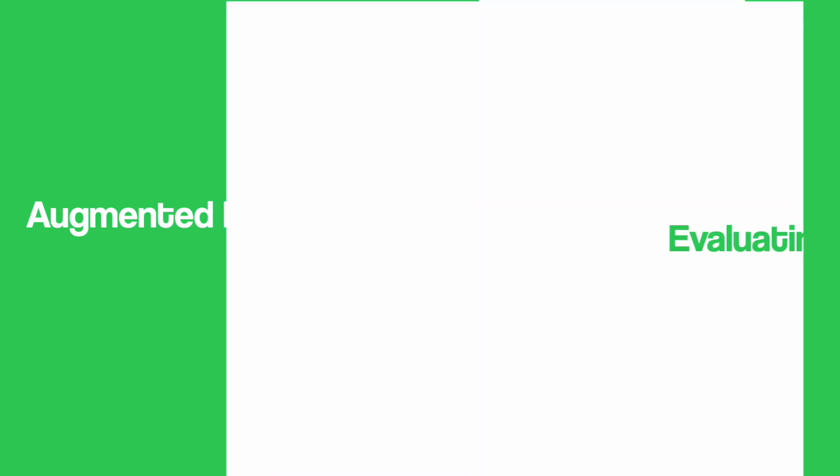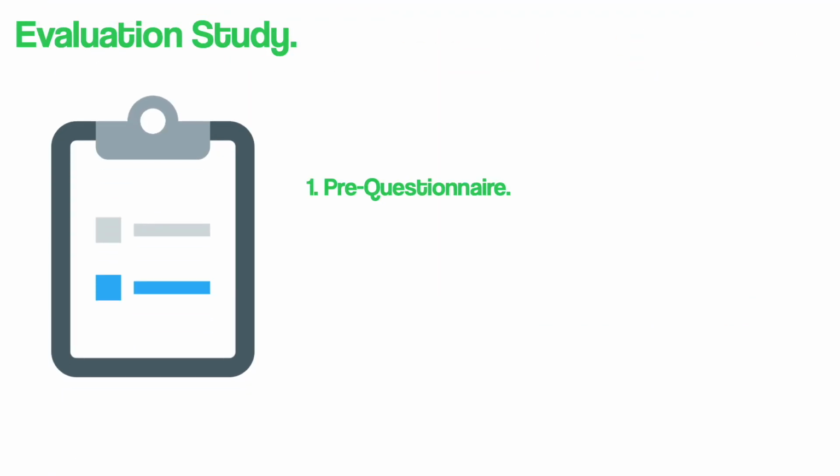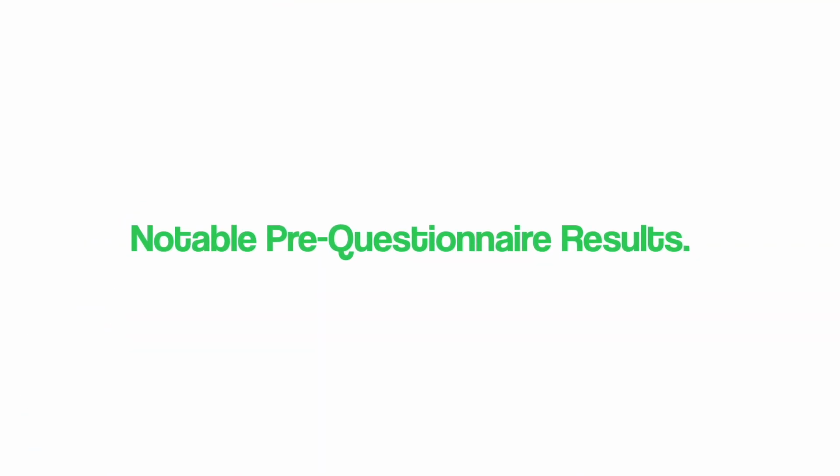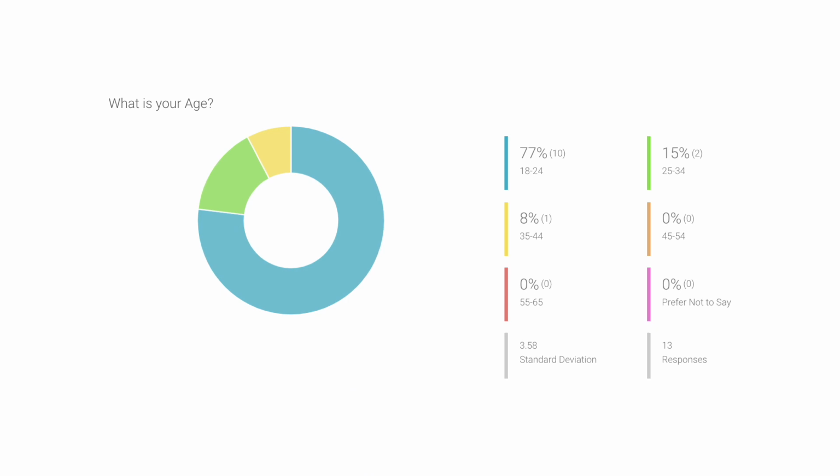Augmented reality is also an extremely exciting feature of Trail, although it was deemed to be a little unreliable. This application was then evaluated with 13 different participants, each one undertaking a pre-questionnaire, a task questionnaire, and a post-task questionnaire. Let's look at some of the demographics results. Majority of participants were under the age of 24.